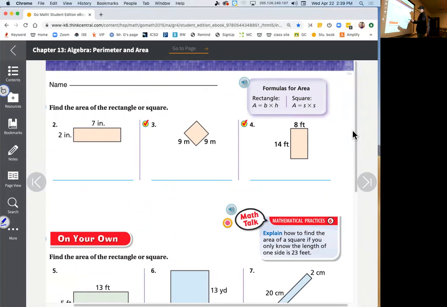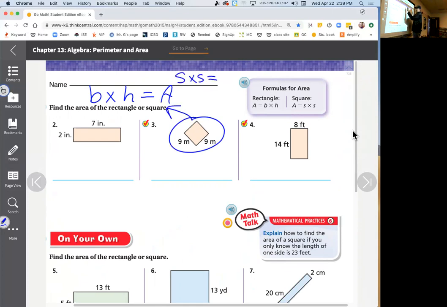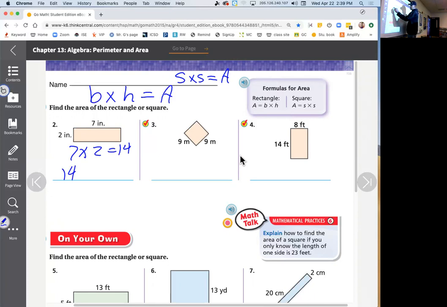To find the area of the rectangle, remember our formula is base times height equals area. It's the same thing as a square. If you plug that in, it's the same, side times side equals area. They are the same thing. So I'm just going to say base times height, okay? So we got base, which is 7, times our height, which is 2, gives us 14. So it's 14. What's the unit? The unit is inches squared.